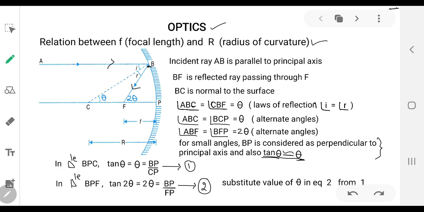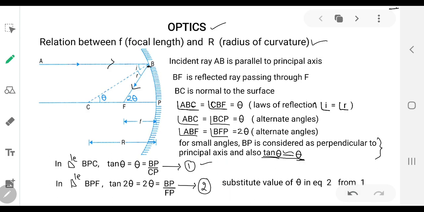Now in the first right angle triangle BPC, tan theta is nearly equal to theta, which is equal to, how do you write the tan function? It is opposite upon base, BP upon CP. Let us denote this as equation 1.